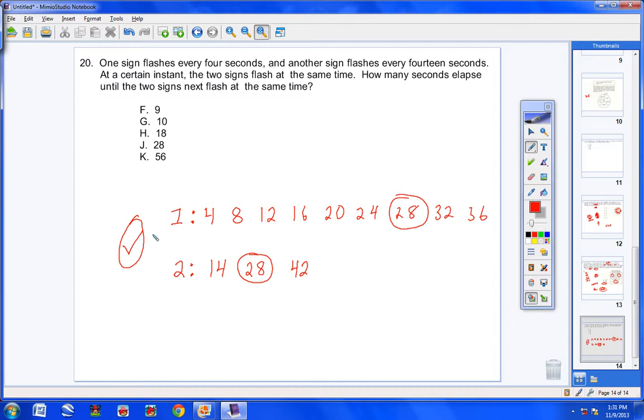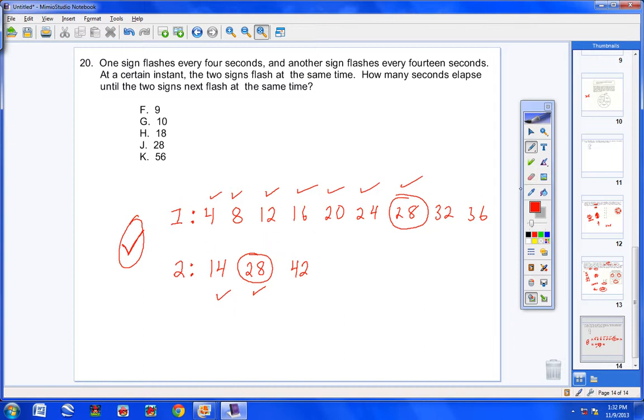So after they both flashed at the same time, light number 1 is going to flash 28 seconds later. Light number 2 is going to flash 28 seconds later. Now the difference is this one flashed how many times? 1, 2, 3, 4, 5, 6, 7. This one only flashed twice, but it doesn't matter. 28 seconds later, they're both going to flash at the same time. Some of you might get this, some of you might not, but that's how you would do that.